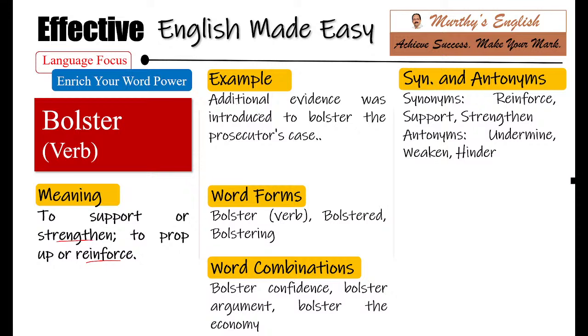Look at the example. Additional evidence was introduced to bolster the prosecutor's case. Additional evidence was introduced to bolster, means to support or strengthen the prosecutor's case. Word forms, bolster verb, past form bolstered, and present participle bolstering. Word combinations, bolster confidence, bolster argument, bolster the economy. When we do articles, editorials, we come across this, the third combination. It bolsters the economy. Synonyms, reinforce, support, strengthen. Antonyms, undermine, weaken, hinder. All these words are very important.